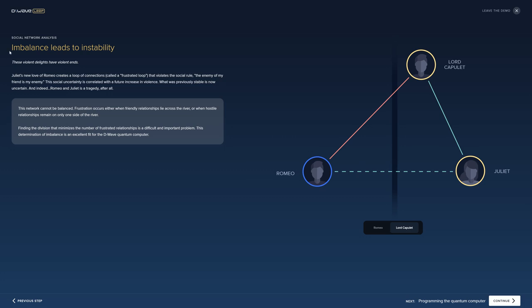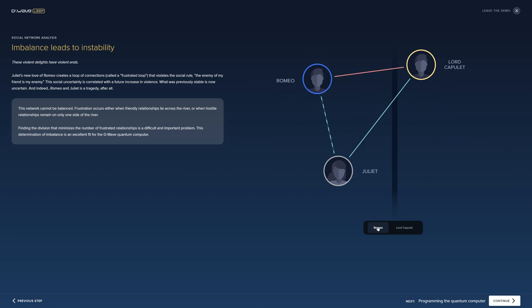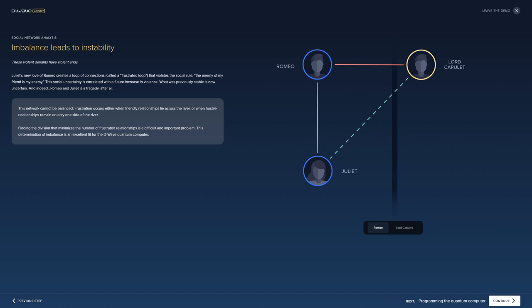But this is a quantum computer problem here in this example. So let's see that connection. Aha! I see Juliet switched the side. Juliet moved to Romeo because she loves him so much. Juliet's new love for Romeo. I stop here. That's okay.